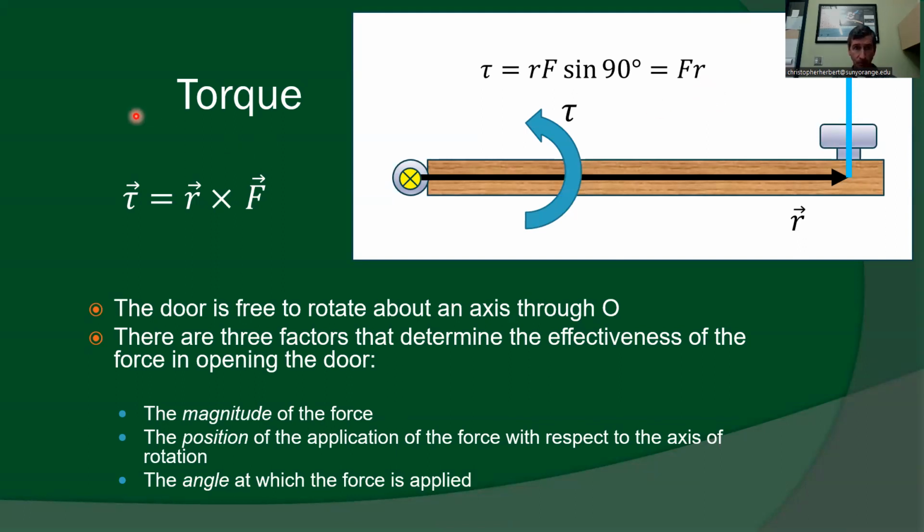But again, torque is r cross F in this particular case. r is the position vector, again, how far this force is applied away from the axis of rotation. And of course, F is the applied force.